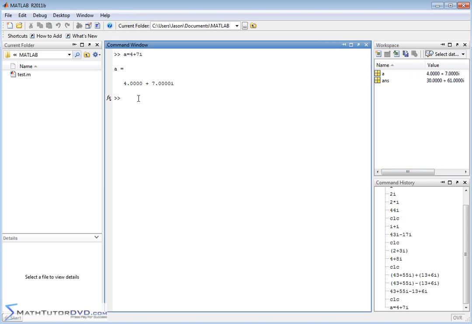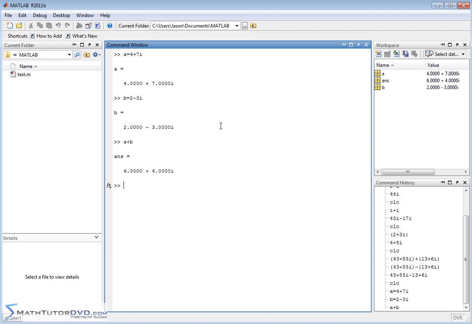All right? So we can define b to be, let's say, 2 minus 3i. So b is echoed to be 2 minus 3i, and there we go in the workspace. So now that we have a and b defined, you can do, of course, a plus b. It's going to add the real parts and add the imaginary parts. You can, of course, do a minus b. And, of course, you can do things like a times b.